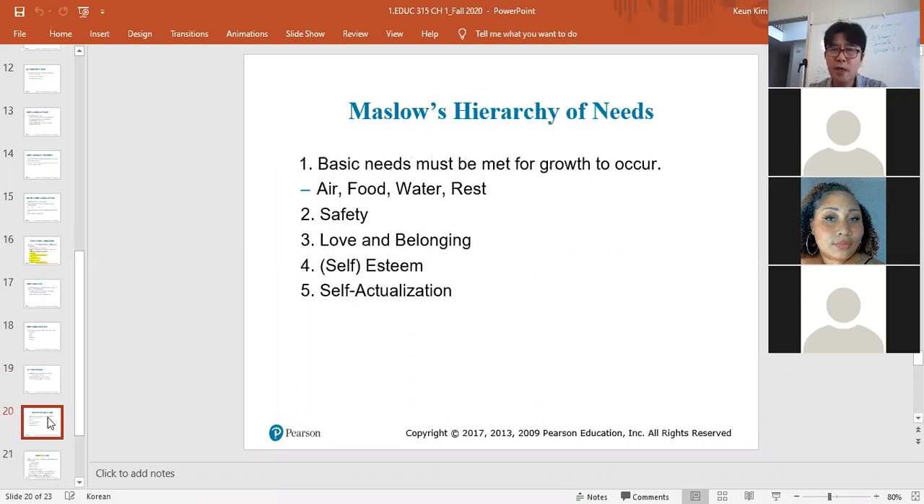All right. The next keyword in chapter 1 is Maslow's hierarchy of needs. The basic needs are the foundation of the pyramid, the hierarchy of needs: air, food, water, and rest. After that, safety, and then love and belonging, self-esteem, and self-actualization. So it is step by step, one step at a time, across our lifespan.